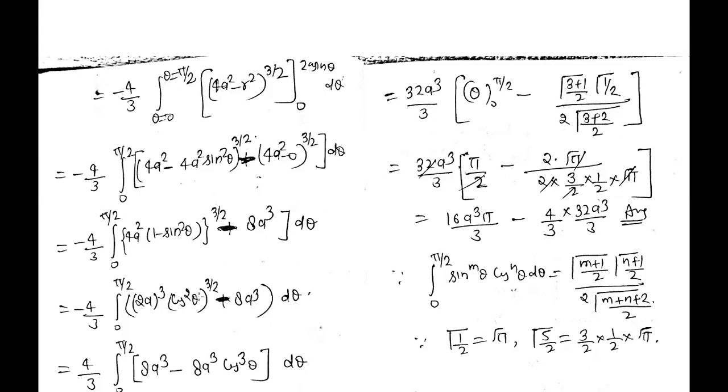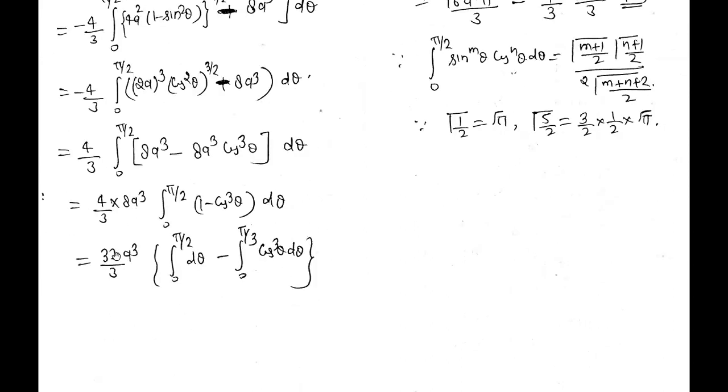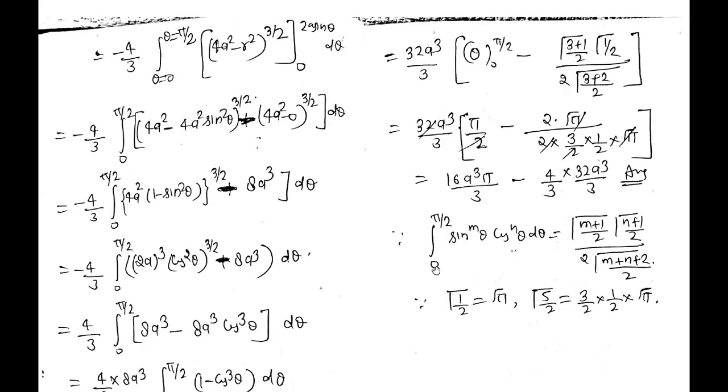And 1 minus sin square theta, you can write cos square theta. And again multiply by minus 1 inside the bracket. So 8a cube minus 8a cube cos square theta in square root is cos theta. So cos cube theta d theta. You can write this as 1 minus cos cube theta, because 8a cube is your constant, so you can take it outside of the bracket. Now 32a cube upon 3, 0 to pi by 2 d theta minus 0 to pi by 2, sorry, here pi by 2 is here, cos cube theta d theta.